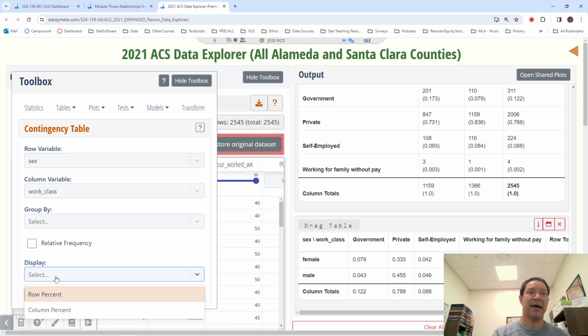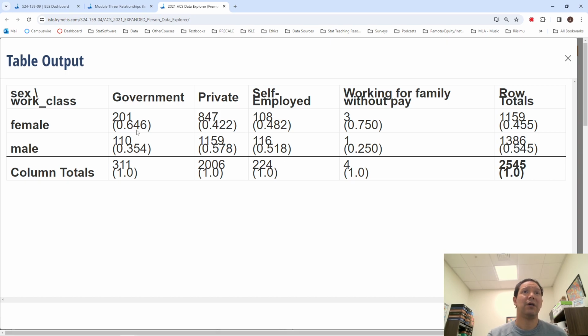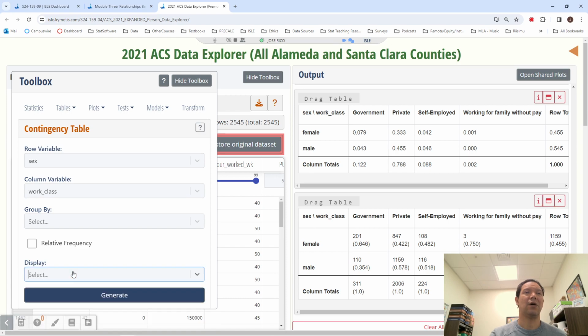Now, if we did column percent by accident, I want to show you what shows up here. The issue here is this percent says of those who work in the government, 64.6% of them are females and 35.4% are males. Of those who work for private industry, 42% are female and 58% are male. These add up to 100%. So we're calculating the percentages across the column. The concern with this is you don't have the same sample sizes. So to calculate it across the column doesn't really make sense. What you want to do is go across the row.